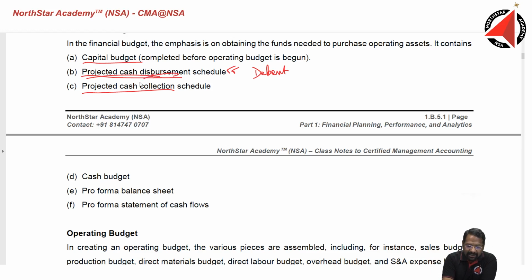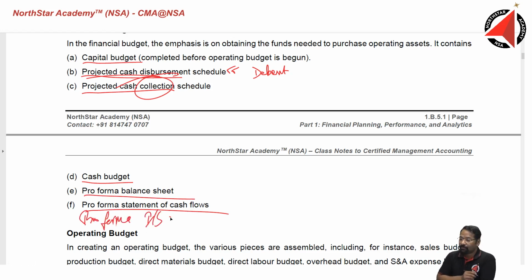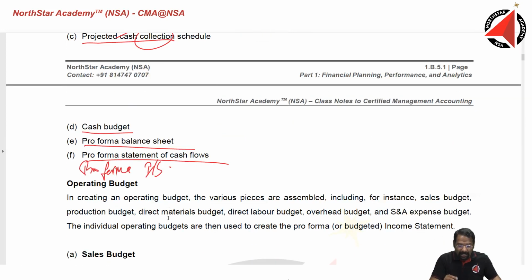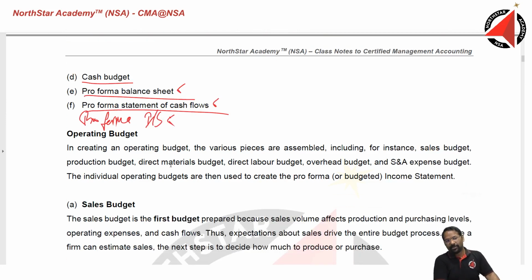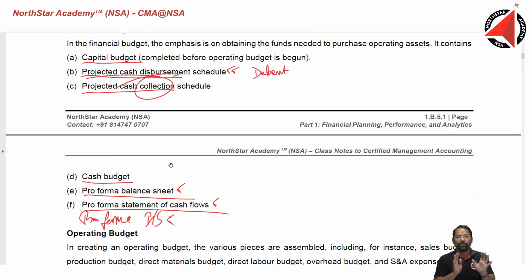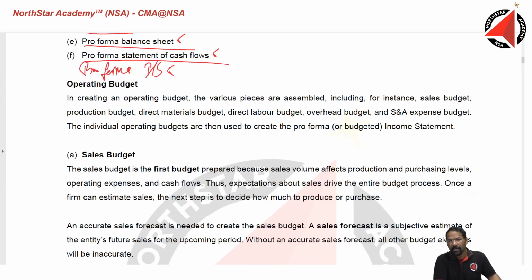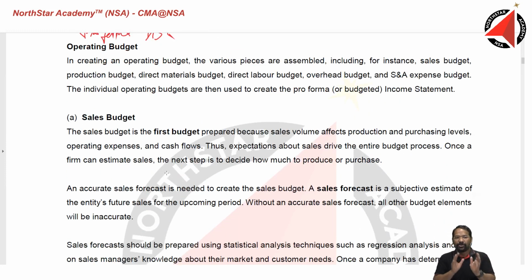So projected cash collection schedule, cash budget, pro forma balance sheet, pro forma statement of cash flow. Can we also prepare a pro forma income statement? Answer is why not? Are we going to learn how to prepare the pro forma balance sheet, pro forma statement of cash flow and pro forma income statement? Answer is yes, we are going to see a good glimpse of all of these. All these are going to be covered here. Next, operating budget. Let's get into each one of these.